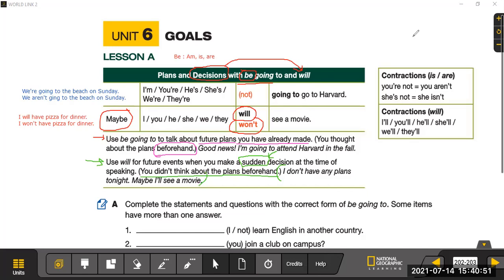Okay, and also here you have the contractions. You know the contractions for the verb to be, right? And here you have the contractions for will. In this case, they are using the contraction for will in positive sentences. Okay, positive sentences. If I am going to use negative, I can say won't. I won't, she won't, they won't, etc.